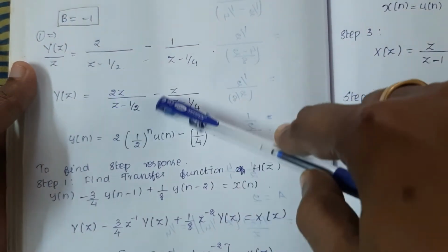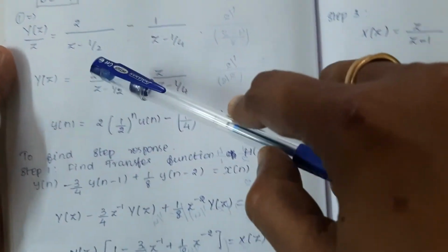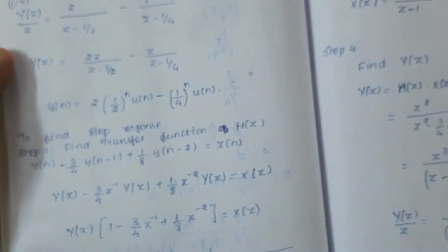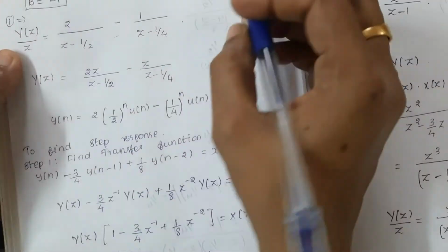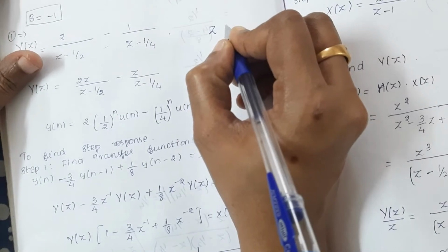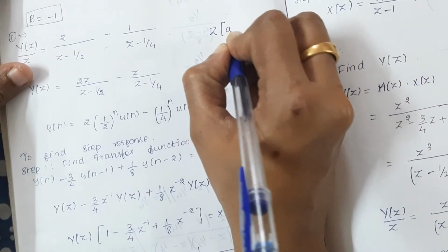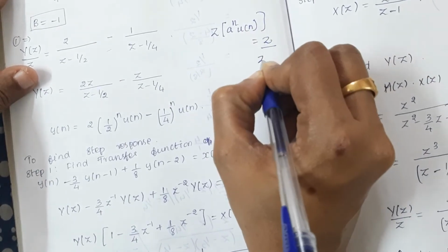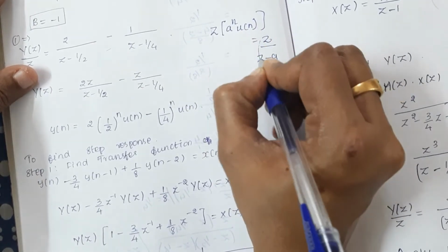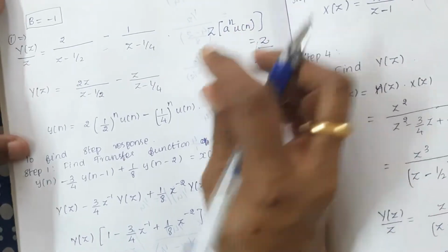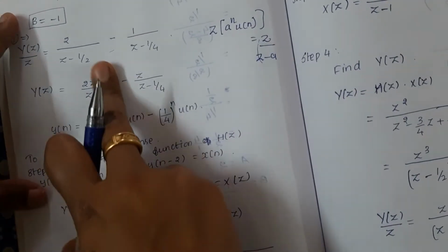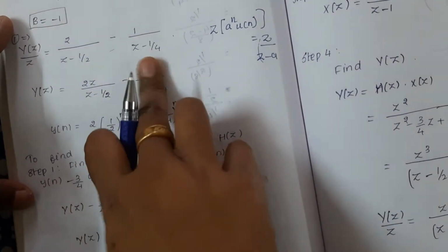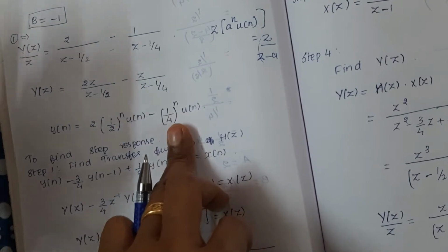In this answer, apply the inverse z transform. So you will get 2 as a constant. What is the inverse z transform? The z transform of a power n u of n is z by z minus a. So z inverse of z by z minus a is a power n u of n. If you apply the inverse z transform for this term, you will get a power n, that is 1 by 2 the whole power n u of n. And for this term, the value is 1 by 4 the whole power n u of n.